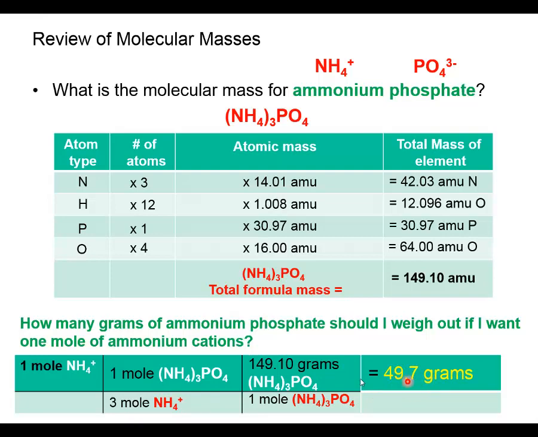Now what if you were to weigh out 149.10 grams of ammonium phosphate? How many moles of ammonium cations would you have then? You'd have 3, right? You'd end up with 3 moles of the ammonium cation. You'd have 1 mole of the phosphate ion. You'd have 1 mole of the entire formula. So I only need 49.7 grams, 1/3 of a mole of the ammonium phosphate to get a mole of the ammonium cation, because there's several ammonium cations, 3 in this case, in this formula.